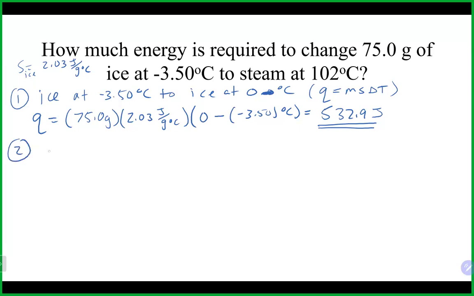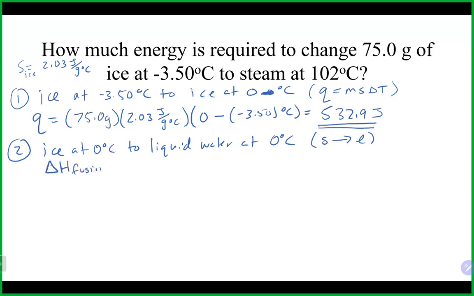So at this point, we're going to take ice at 0 degrees Celsius to liquid water at 0 degrees Celsius. So once again, this is a phase change. The temperature stays the same. This is our transition from solid to liquid, and that is our delta H of fusion that we want to use. And there are those two numbers, the 6.02 kilojoules per mole or the roughly 334 joules per gram.